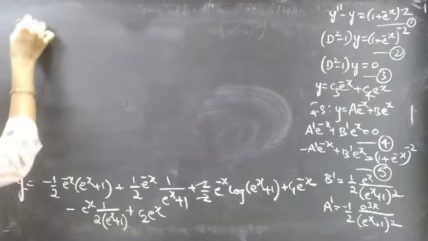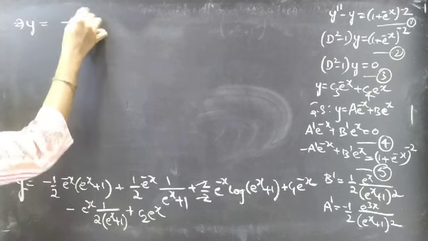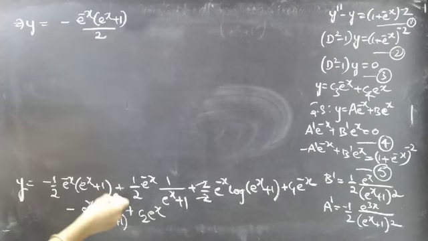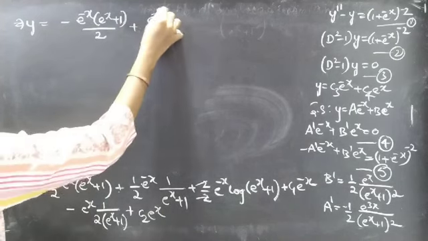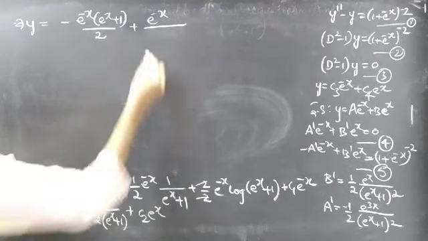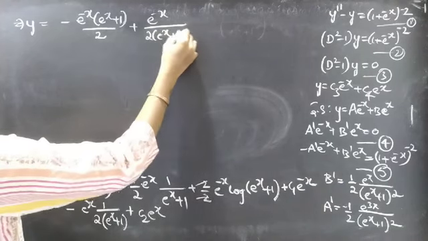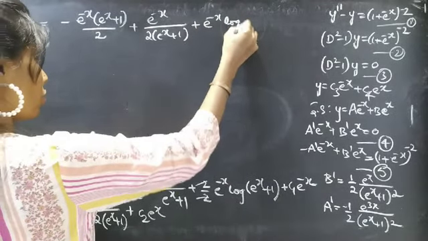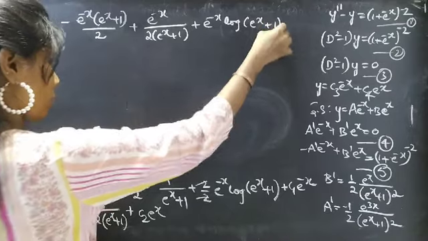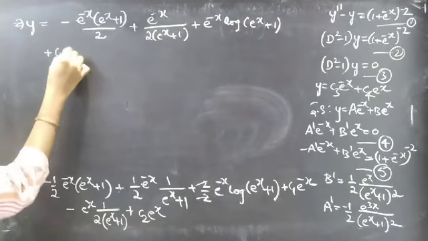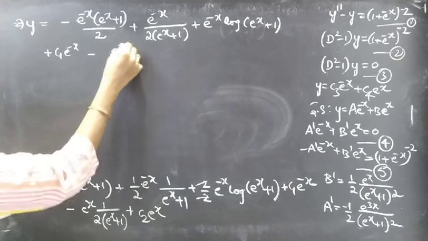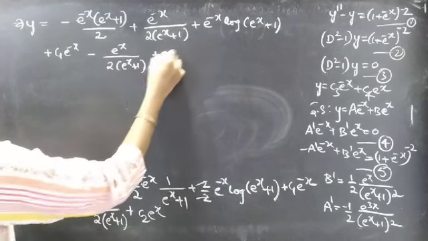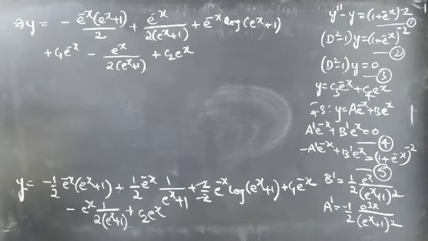This gives us y equal to minus e power minus x of e power x plus 1 by 2 plus e power minus x by 2 times e power x plus 1 plus e power minus x log of e power x plus 1 plus c1 e power minus x minus e power x by 2 times e power x plus 1 plus c2 e power x, right?